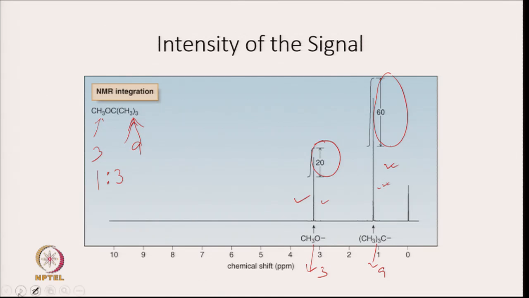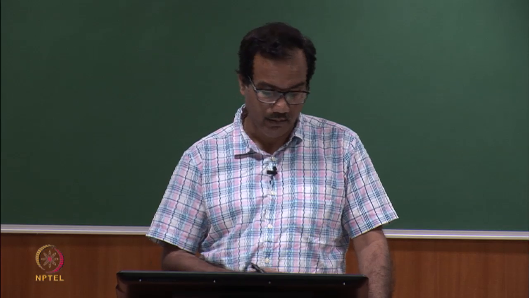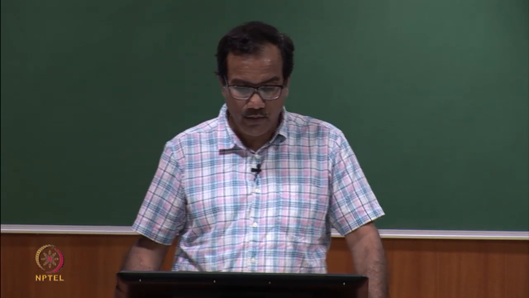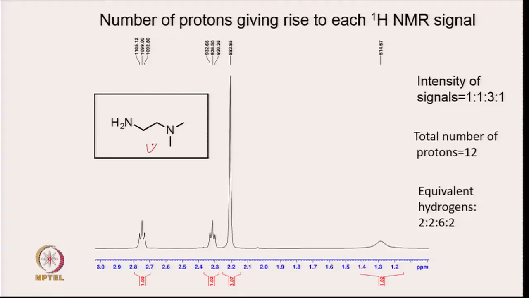So, just based on intensity, we are able to assign the spectrum in this case. Now, let us think about this molecule. This is NH2, CH2, CH2 and CH3 twice. So, this is CH3 and this is CH3. So, 3, 3, 6, and there are 2 protons attached to this carbon, 2 protons attached to this carbon, and 2 protons attached to this nitrogen.